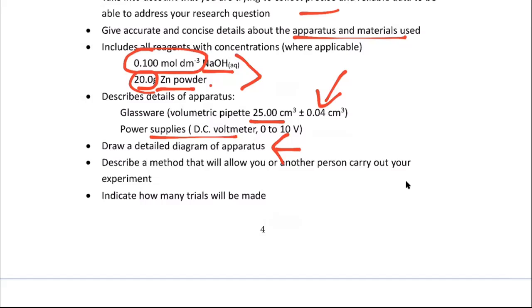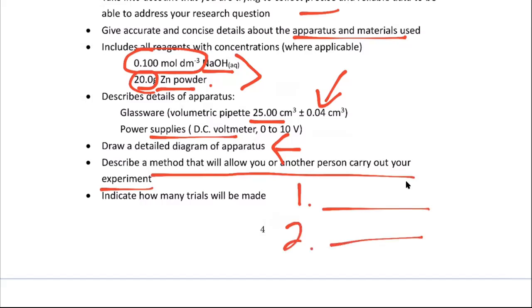And then it says, describe a method that will allow you or another person to carry out your experiment. So when I say describe a method, you're going to do steps, like number 1, do this, number 2, do this. Okay. So you should be telling me steps, not like a paragraph description of your procedure or your method.